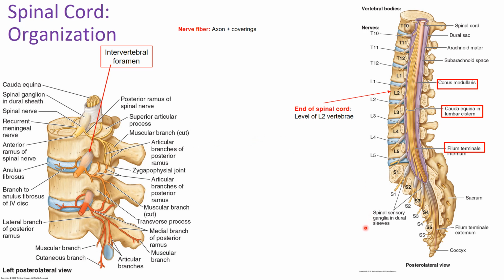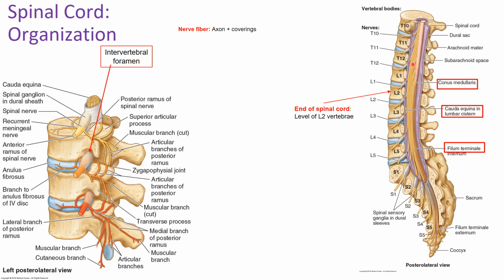Now over here on this right image, we're showing a lower portion of the spinal cord. What I want to point out here is that the spinal cord ends at the level of the L2 vertebrae. So that's happening right here, and that is going to be termed the conus medullaris. So the conus medullaris is the end or the termination of the spinal cord. And we'll touch on this again shortly.